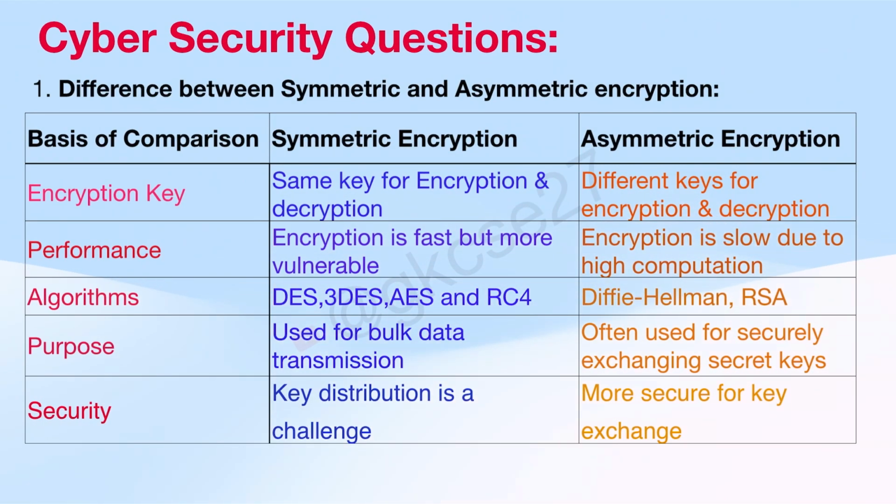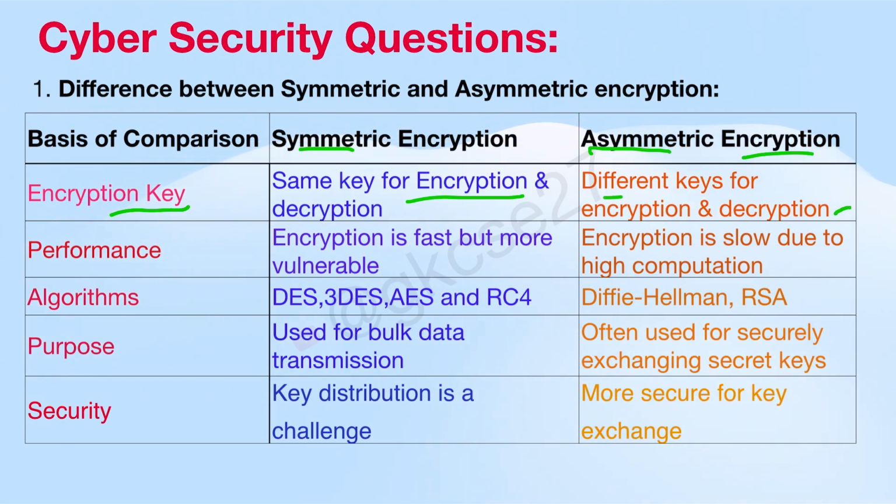Let's see some cyber security questions. First is the difference between symmetric and asymmetric encryption. There are two types of encryption. First is the encryption key. In symmetric encryption, the same key is used for encryption and decryption. In asymmetric encryption, different keys are used for encryption and decryption.